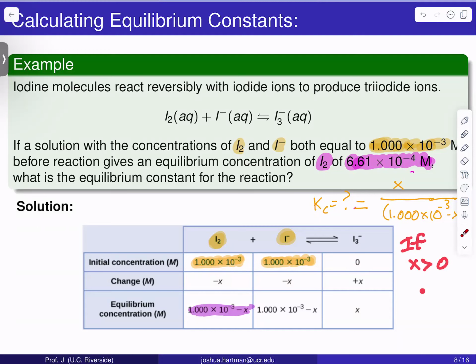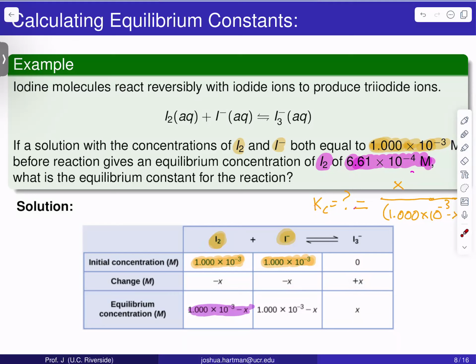It would just change the sign of everything. But if we want to keep X as a positive number, we can say, okay, well, some amount X is going to be used up of I2. That same amount X is going to be used up of I minus. Again, it's just minus X because the stoichiometric coefficients are 1 in both cases. And for every mole of I2 or I minus that's used up, we'll get 1 mole of I3 minus. So we're going to get some plus X for the change in concentration for I3 minus.